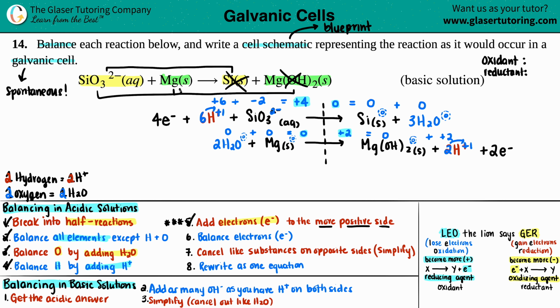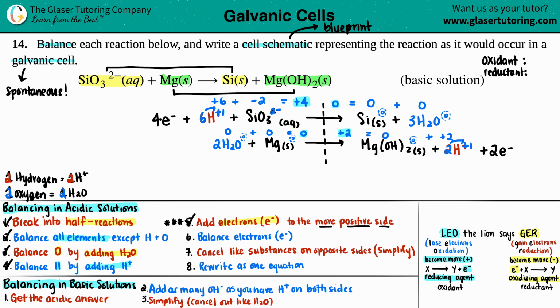So now you have a 50-50 shot. Is SiO32- an oxidant or is it a reductant? Or vice versa for your magnesium. Now this comes from the balanced half equations. Your oxidants, aka your reducing agents, they're the ones undergoing oxidation.